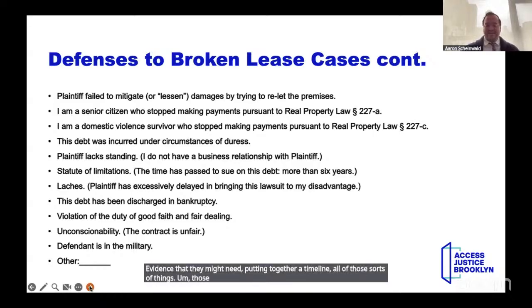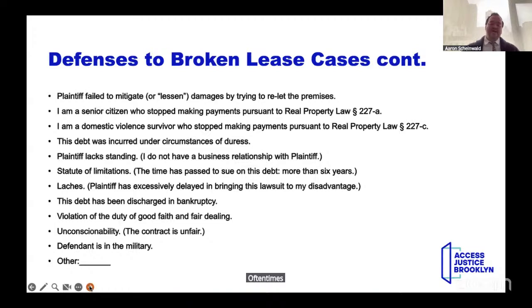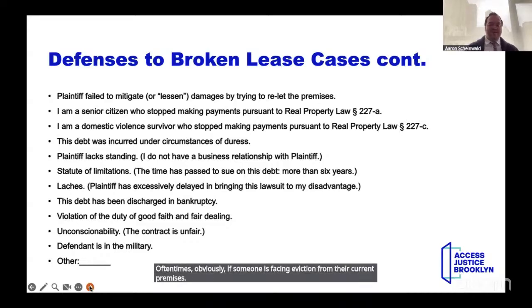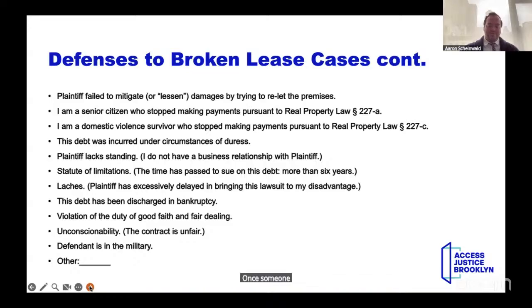Those are things that I think can be extremely helpful because these are often very difficult situations because, in part, you have a bad financial problem. Oftentimes, obviously, if someone is facing eviction from their current premises, there are some financial options through the city and through other organizations that can exist to deal with rent arrears and keep someone in their premises. Those options basically evaporate once someone is no longer in those premises. That is viewed as a monetary dispute.